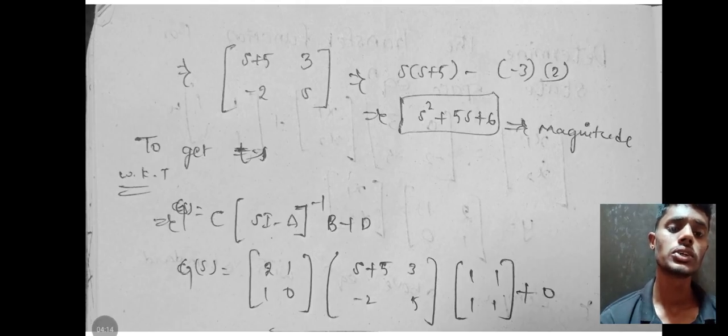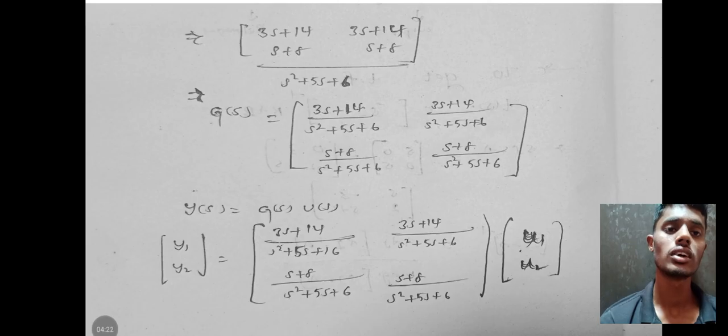G of s is equal to 2 1 1 0. If we substitute in this equation based on this formula, we get this final result: 3s plus 14, 3s plus 14, s plus 8, s plus 8, divided by the magnitude of this matrix, which is s square plus 5s plus 6. G of s is equal to 3s plus 14 by s square plus 5s plus 6.